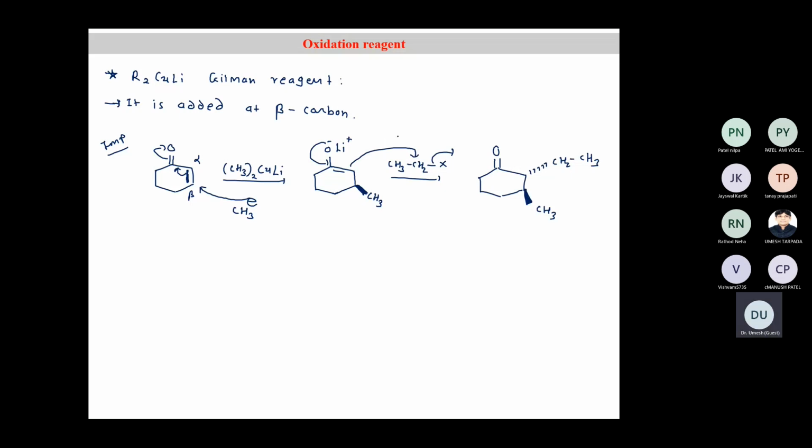But a very important thing is that the first reaction takes place at the beta position. This is the application of Gilman reagent. Beta carbon is very important, so you can carry out reaction at beta carbon.